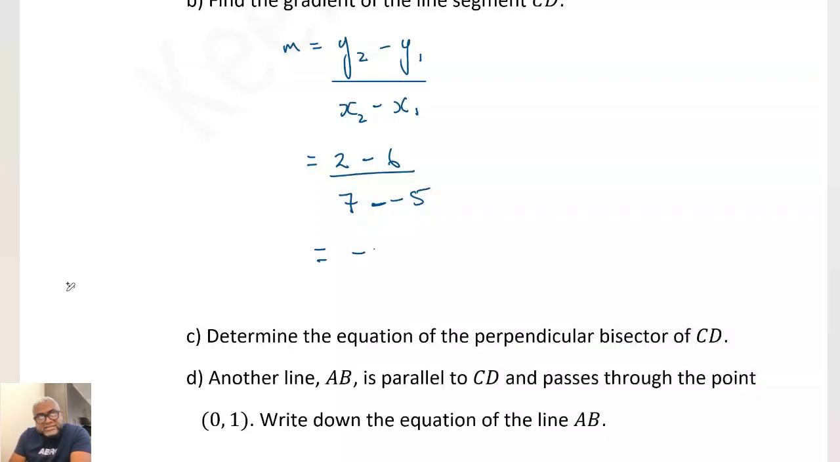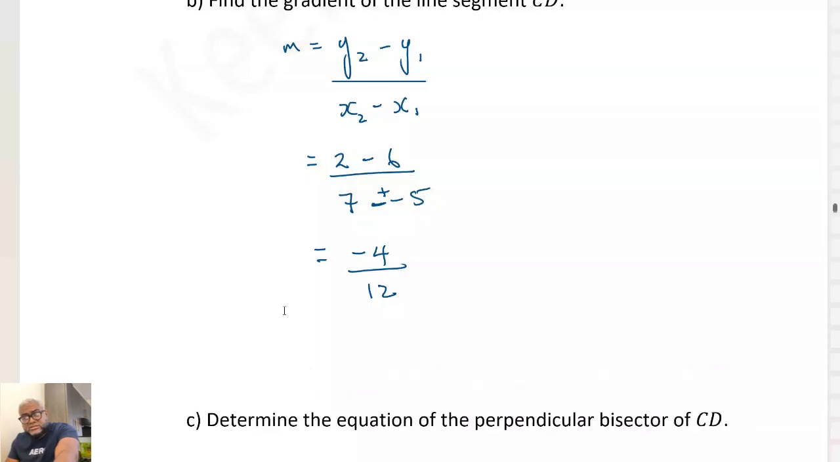So 2 minus 6 will be -4, and 7 plus 5 would be 12, right? -4 over 12 could be broken down to be what? -1/3. Everybody agrees? Raise your hand if you got -1/3 as your gradient.